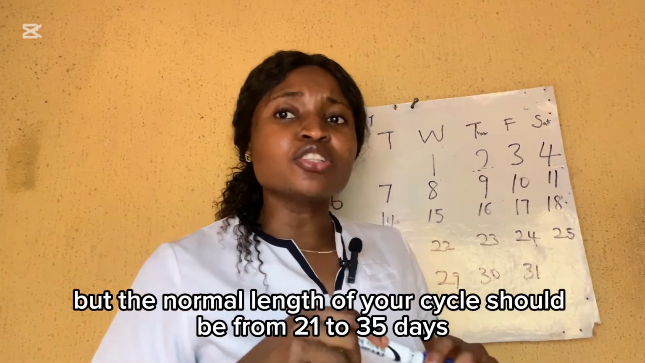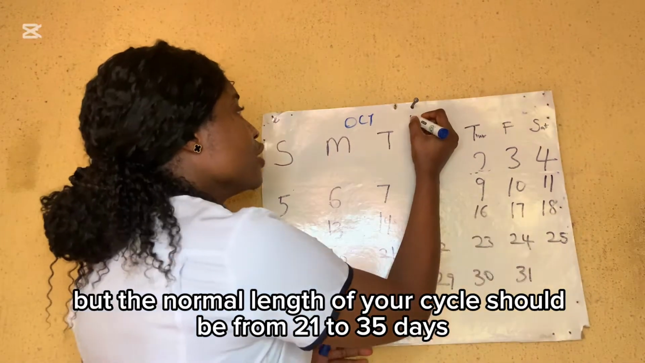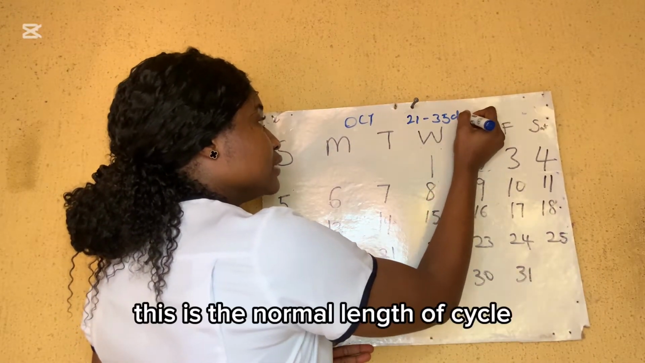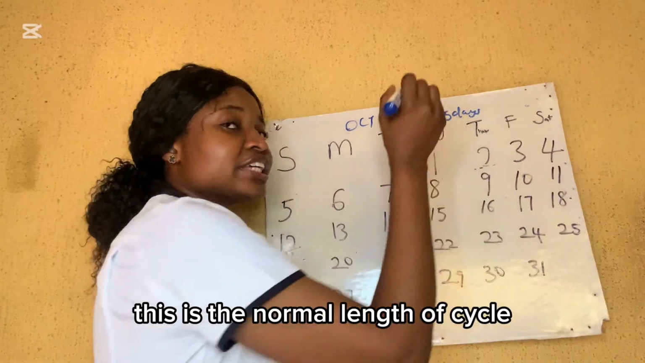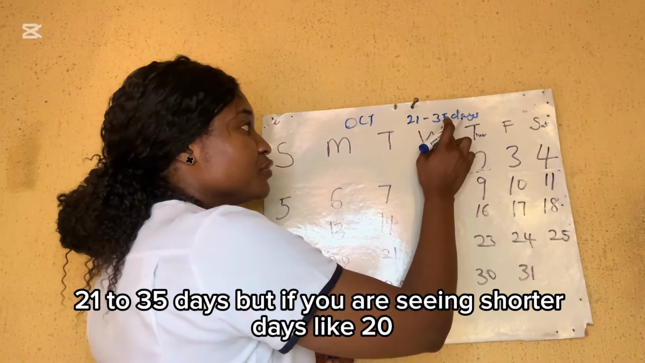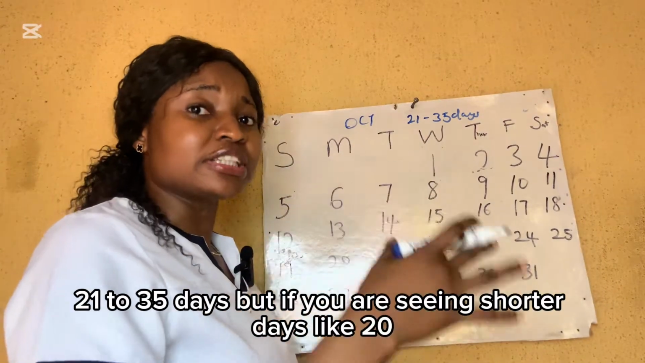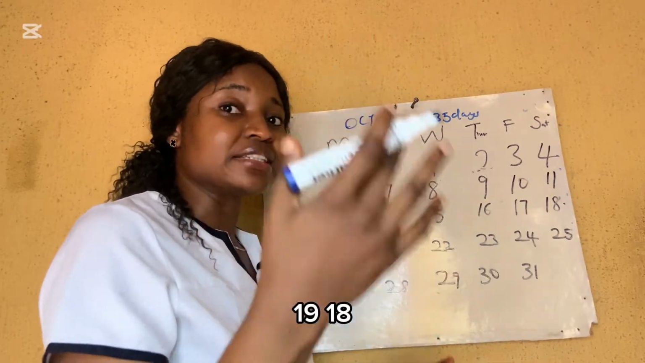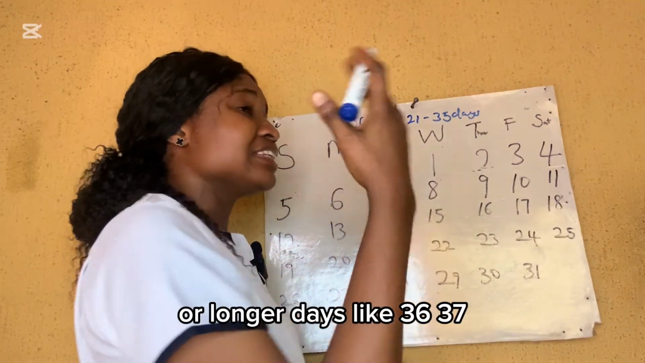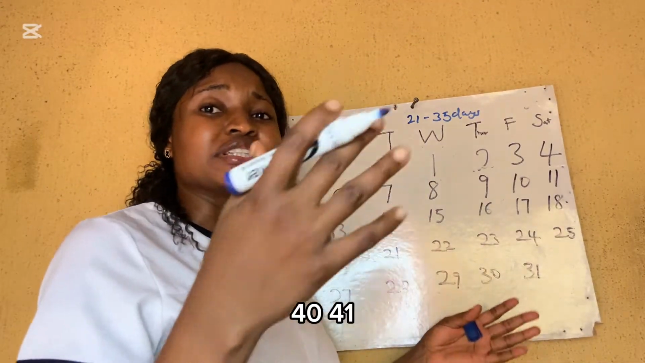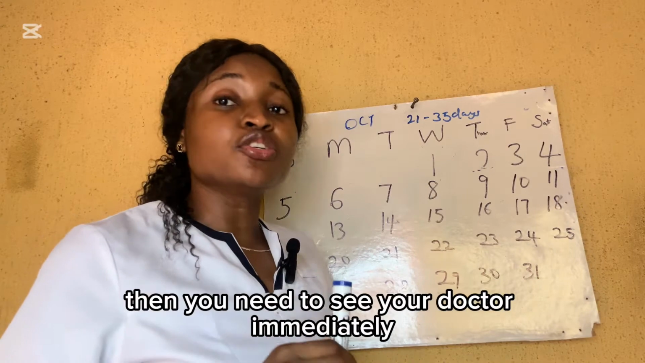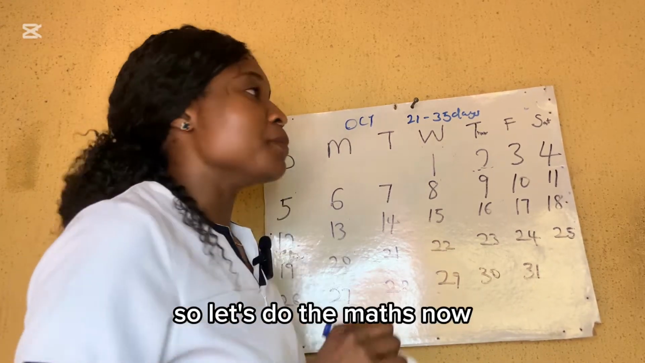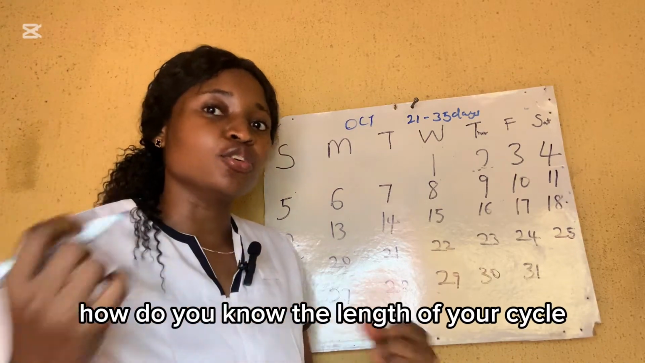But the normal length of your cycle should be from 21 to 35 days. This is the normal length of cycle, 21 to 35 days. But if you are seeing shorter cycles, like 20, 19, 18, or longer ones, like 36, 37, 40, 41, then you need to see your doctor immediately. So let's do the math now. How do you know the length of your cycle?